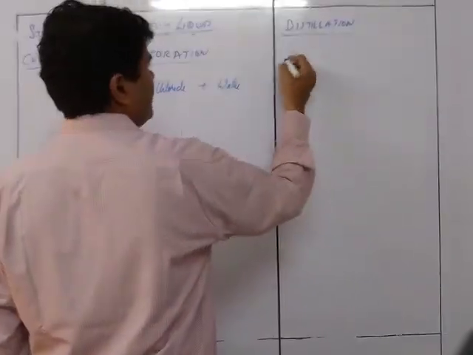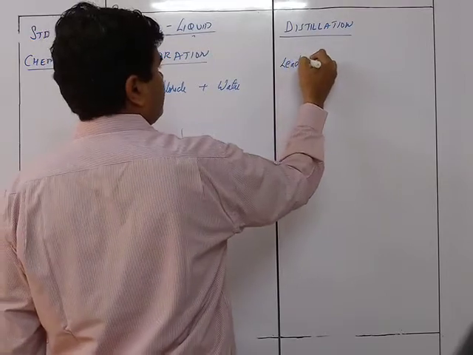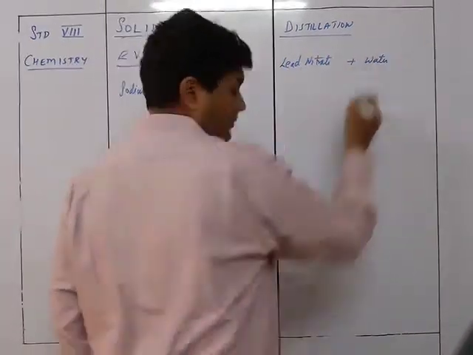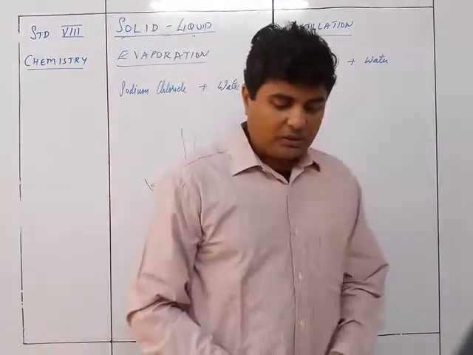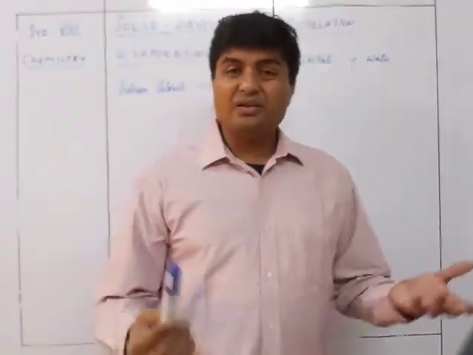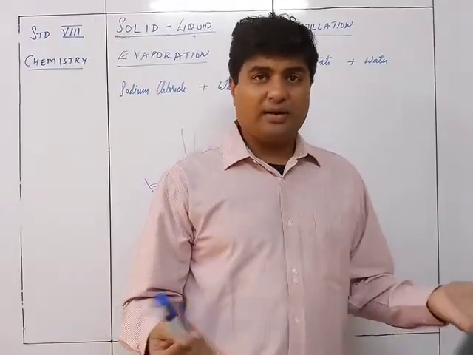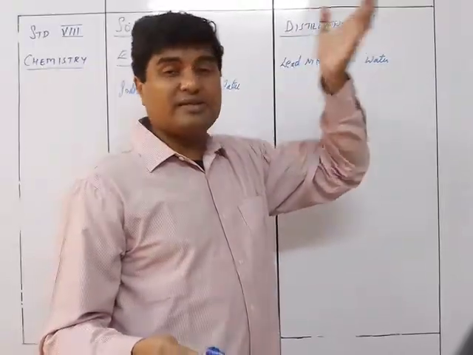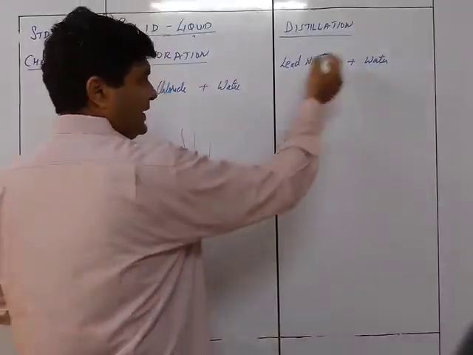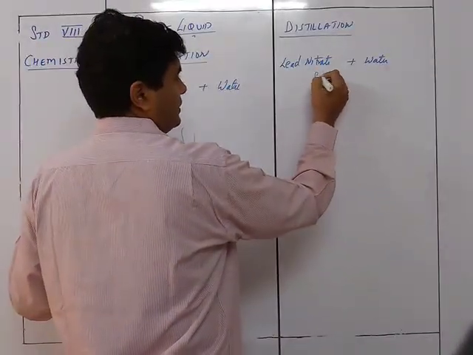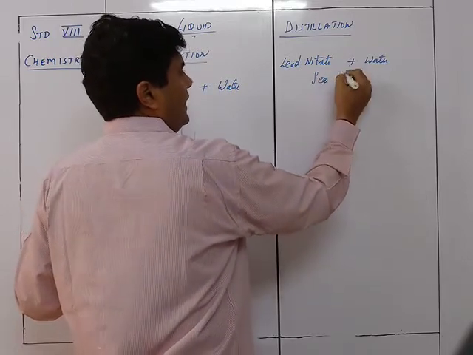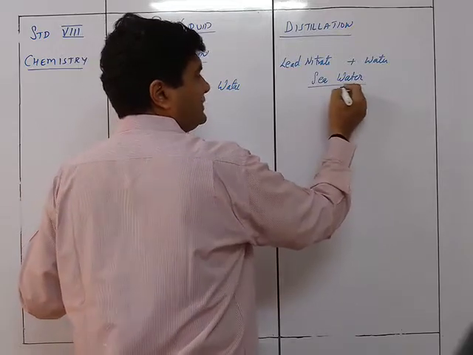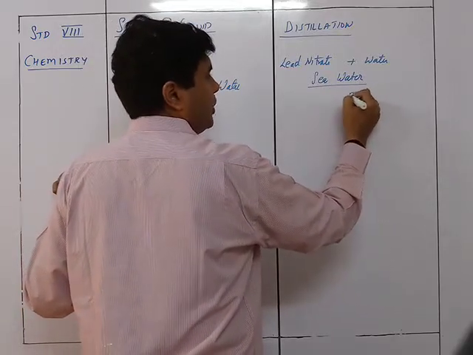The example over here is lead nitrate and water. Okay, you have taken lead nitrate and water, or you can take even salt and impure water, like salt water. It could be anything. Lead nitrate is just an example they gave you. You can simply take seawater, and what you want from the seawater is pure water.